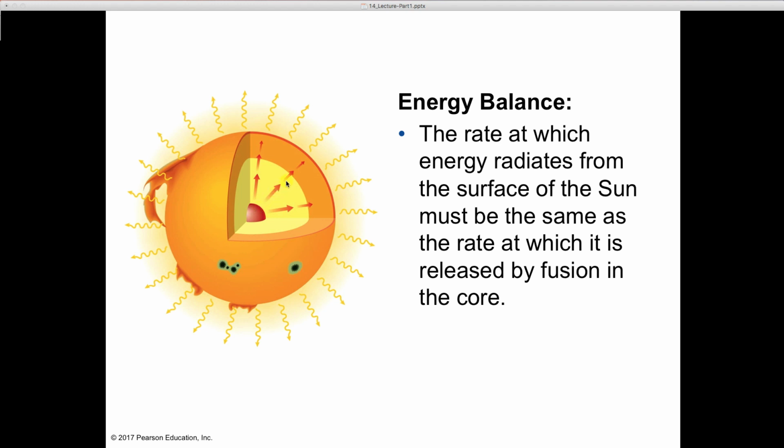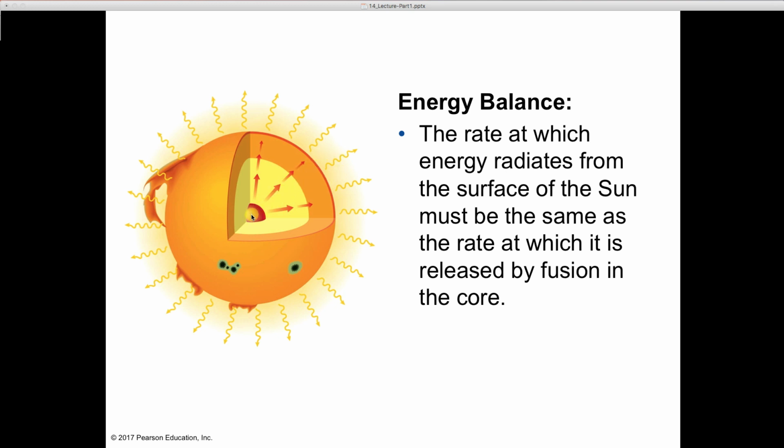One interesting thing, though, is that the energy that's produced in the core doesn't immediately escape. It takes a long time, thousands and thousands of years, and we'll talk about that in a minute. But it takes a very long time for the energy that's produced in the core to actually get out of the sun itself. There are several different processes going on that the energy has to go through to get from the core outward to the surface.